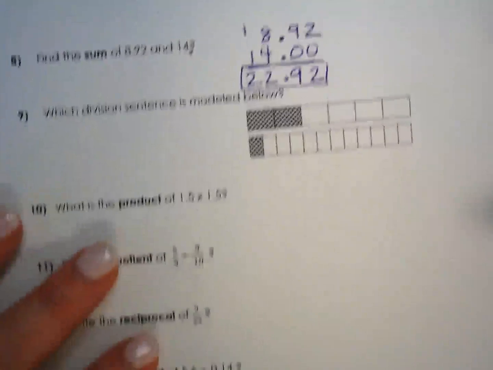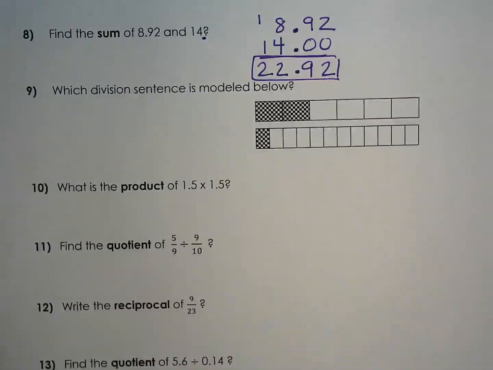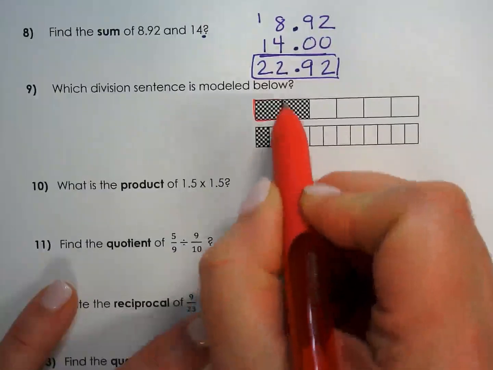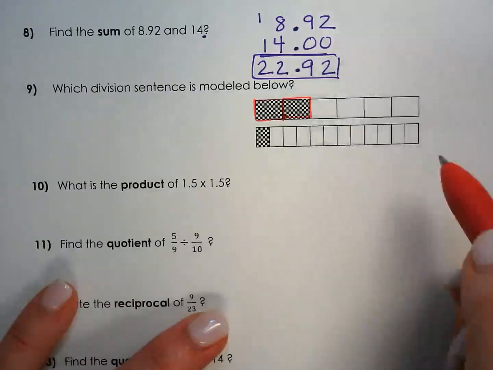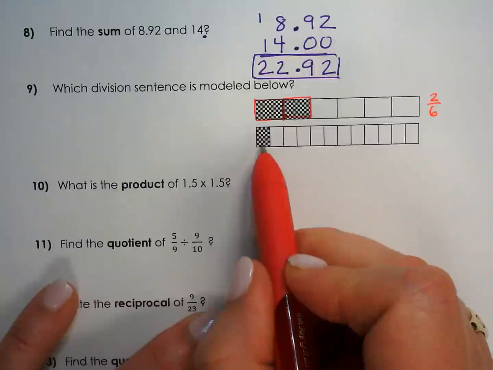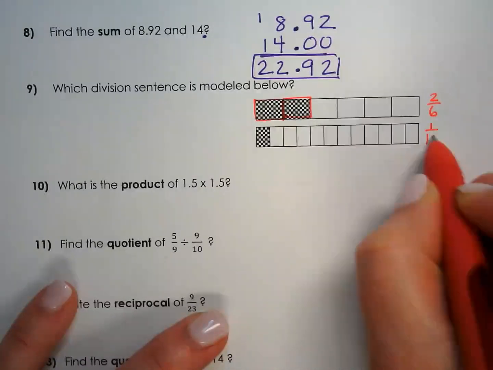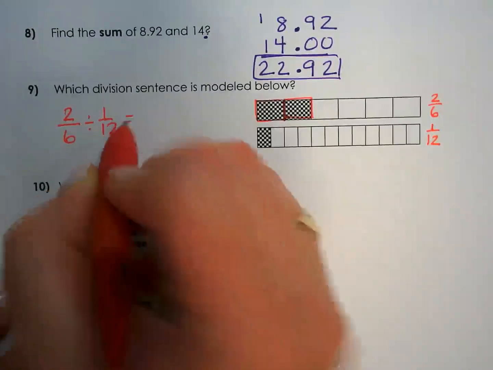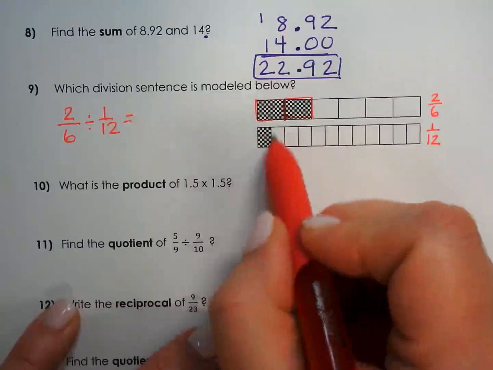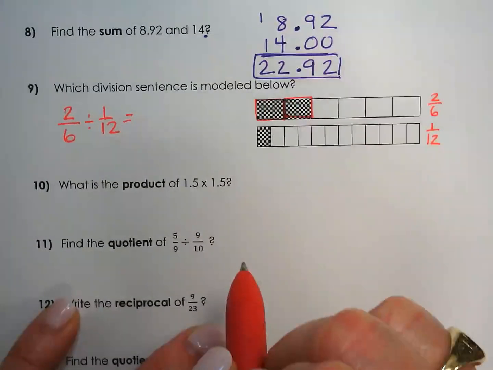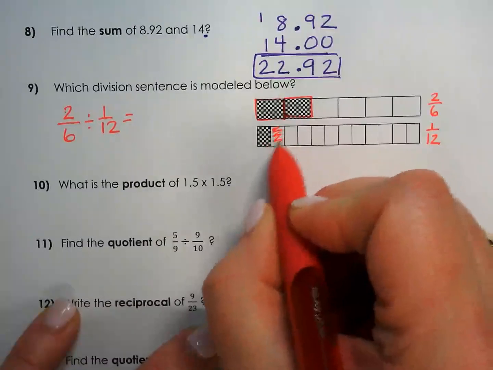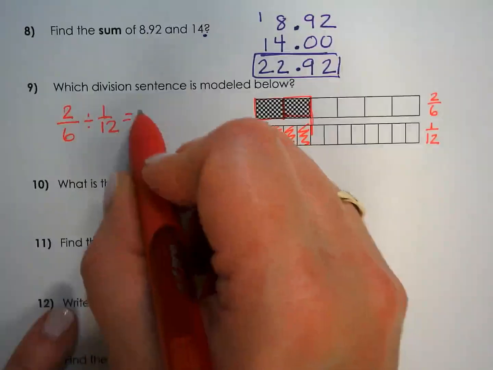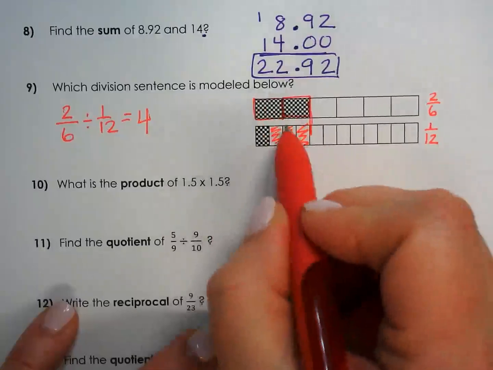All right, for the last problem on tonight's homework, which division problem is modeled by that sentence? Well, let's figure out what these fractions are. This is 2 pieces that are shaded out of 6. So this is 2/6. This is 1 piece shaded out of 12. So we're asking 2/6 divided by 1/12 equals. Well, if you look, how many of these little 1/12 pieces can we fit in these 2/6 pieces? Well, if we filled this one, and this one, we would get even. So it takes 4 1/12 pieces to fit into that 2/6 piece.